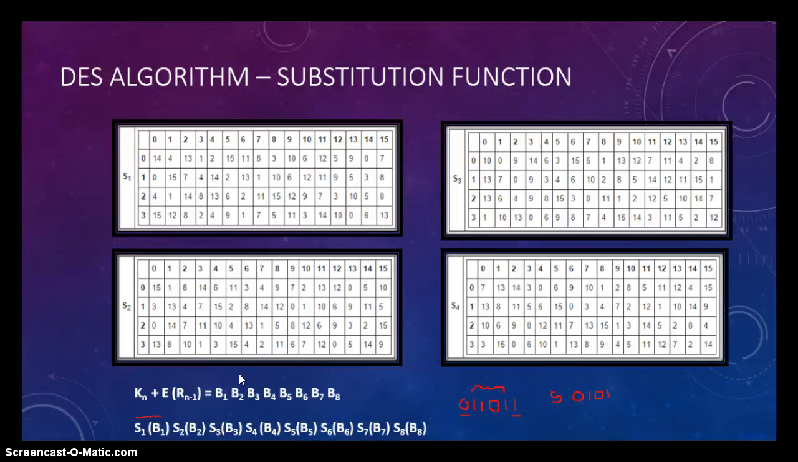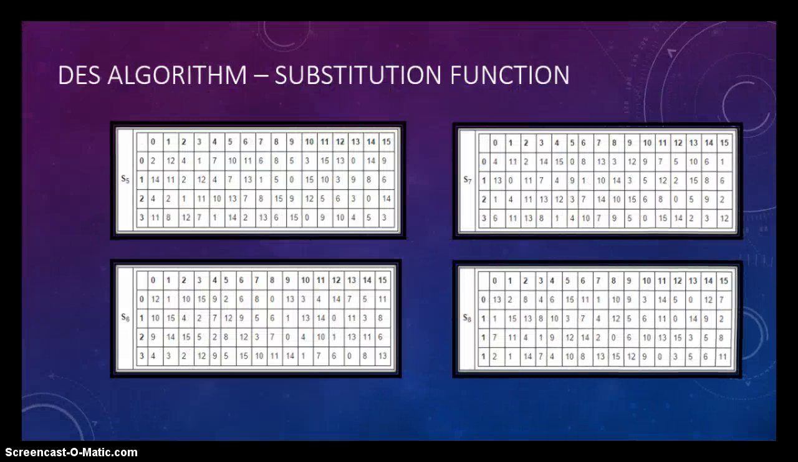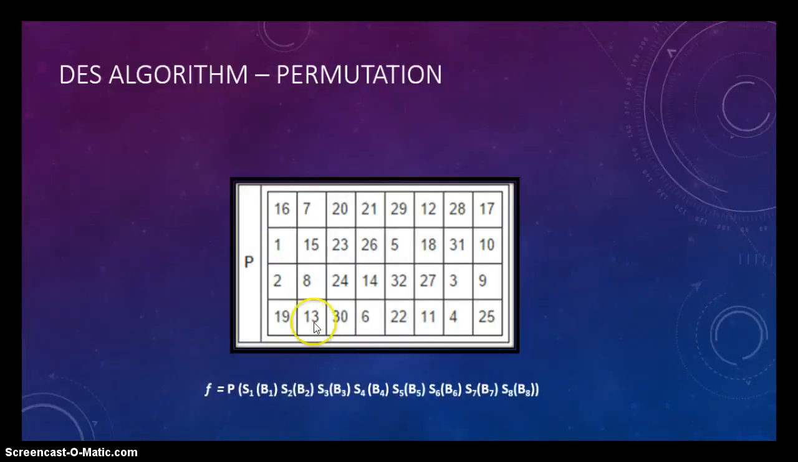And the final stage in the calculation of the f function is to do a permutation P of the S-box output. So we are going to use this table, and we are going to permute all the results that we got in the previous step.